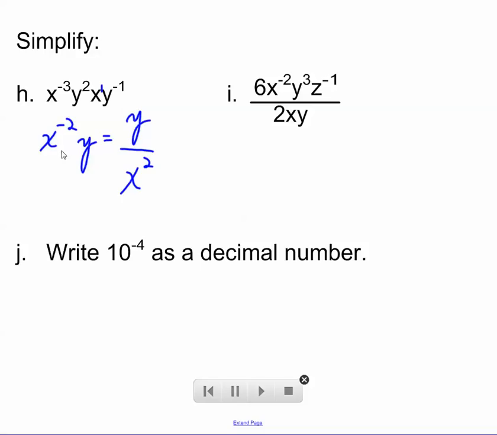Now the next step is to rewrite this expression without negative exponents. We don't want x to the negative 2. We want x to the positive 2. And we know that this is 1 over x squared. In other words, just put that x squared down on the bottom and make your negative exponent positive. And that's my final answer.